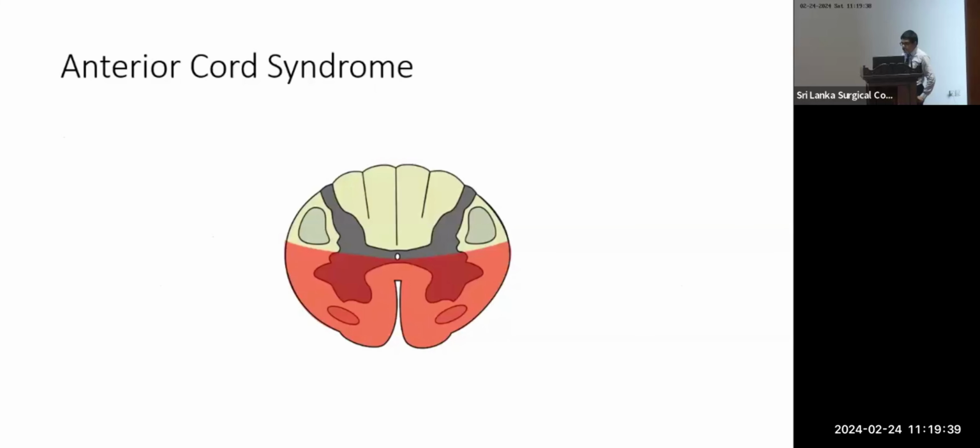In the anterior cord syndrome, the anterior part of the spinal cord will be gone. The commonest cause is usually again damage to the anterior spinal artery.